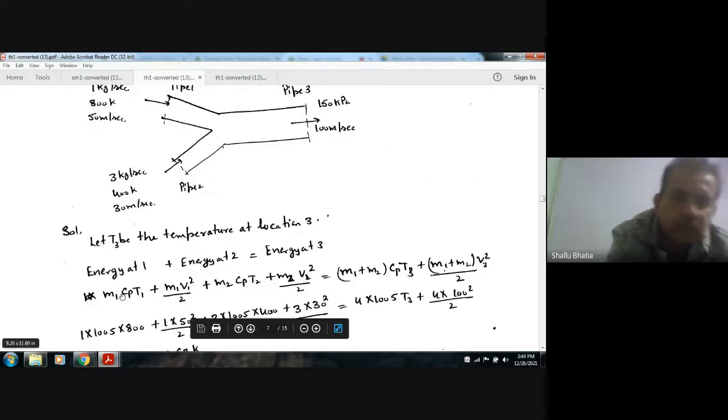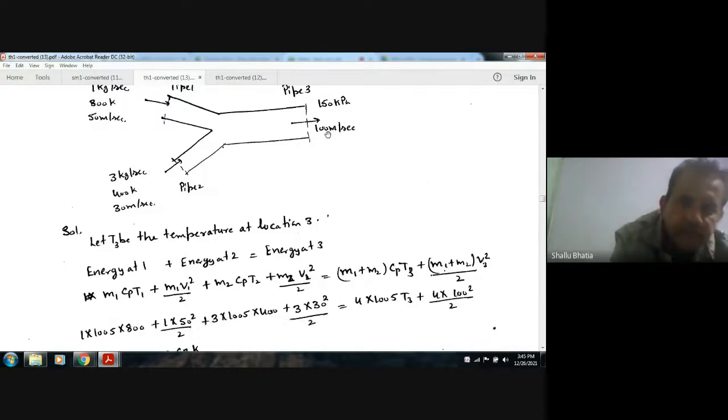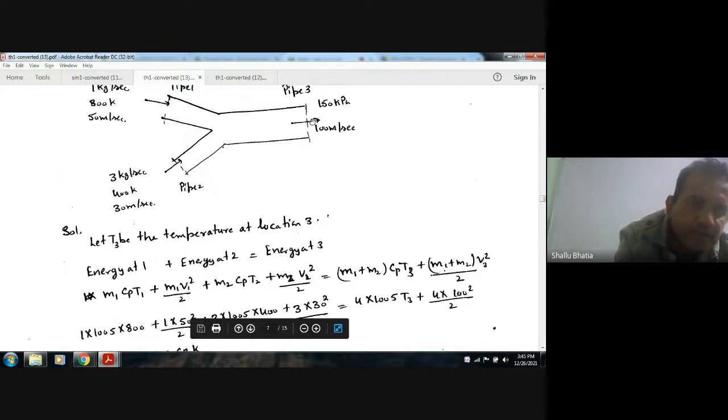So energy at 1 is m1 Cp T1 plus m1 v1 square by 2, and energy at 2 is m2 Cp T2 plus m2 v2 square by 2. So this is the total energy entering, and it should be equal to the total energy leaving. So this is m1 plus m2, total mass is 4 kg. Cp is the same for both the masses.